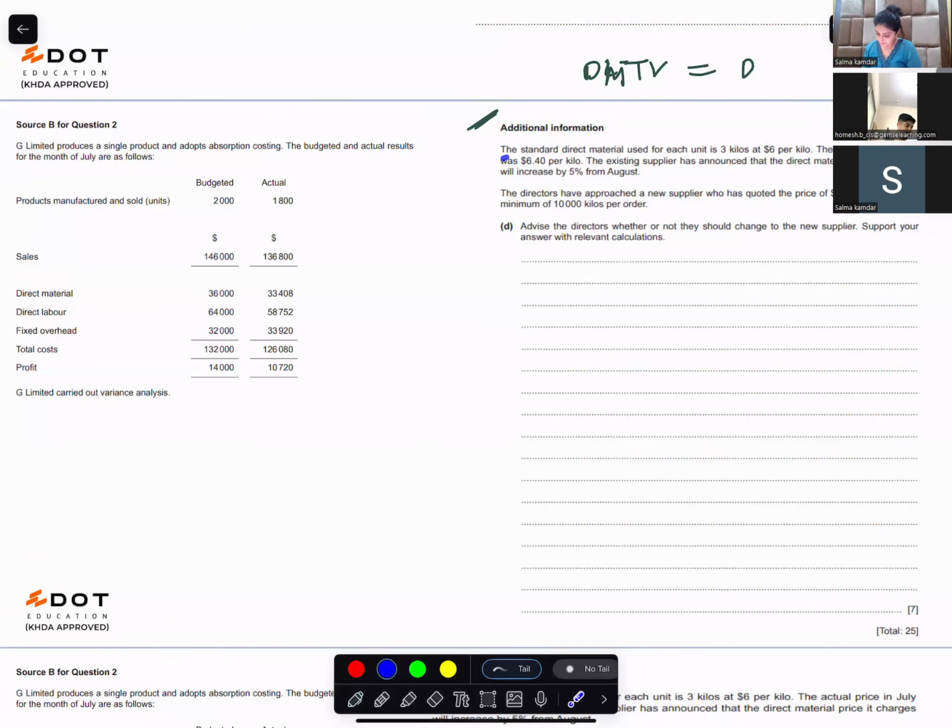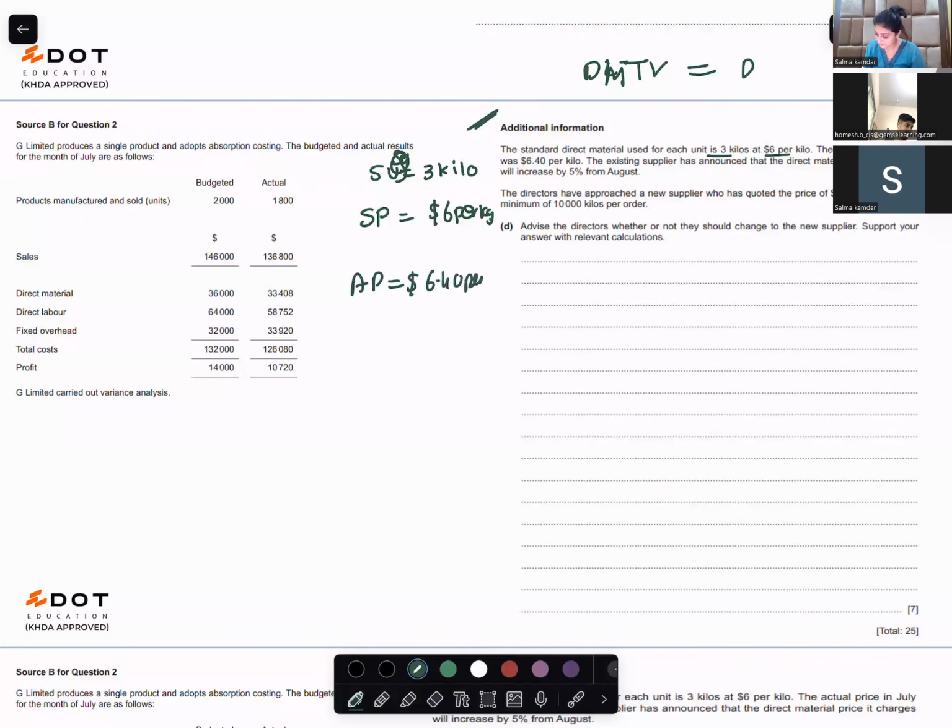The standard direct material used for each unit is 3 kilos at $6 per kilo. So your standard usage, your standard quantity, is 3 kilos, and your standard price is $6 per kilo. The actual price in July was $6.40 per kilo. So your actual price is $6.40 per kilo.